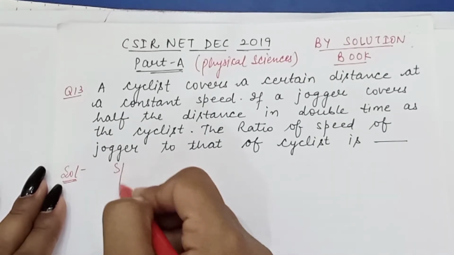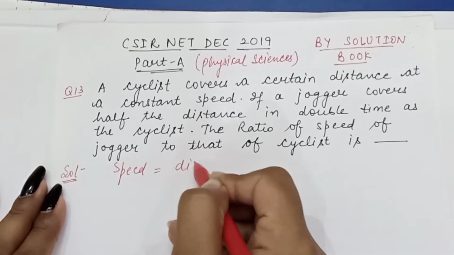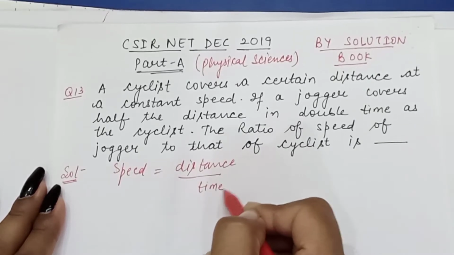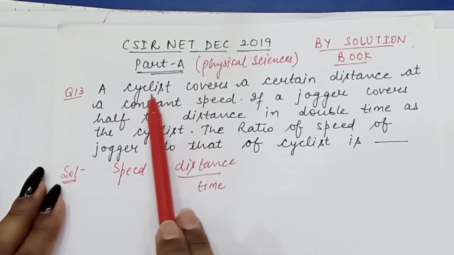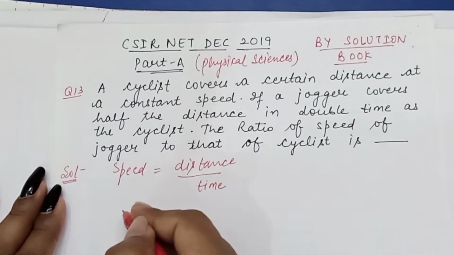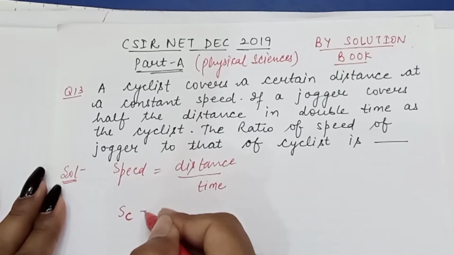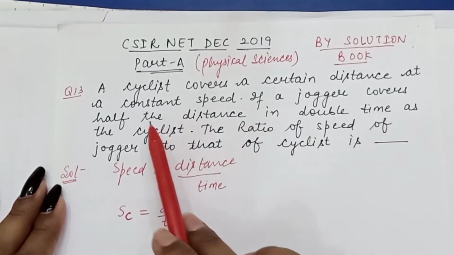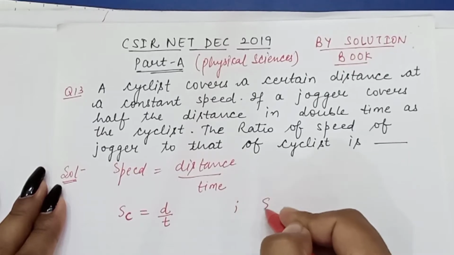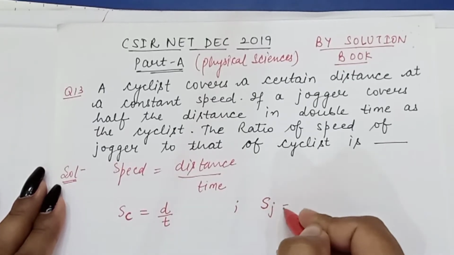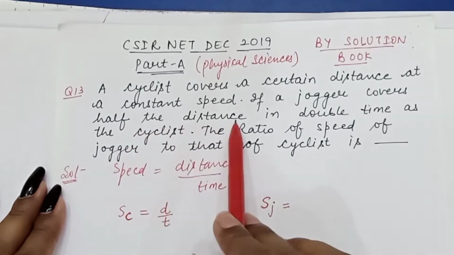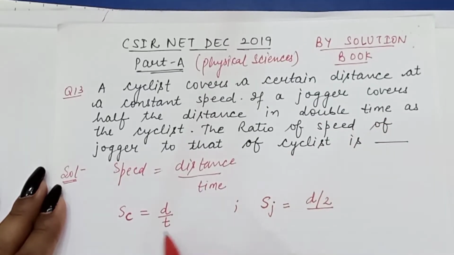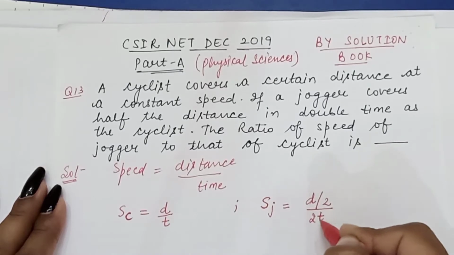We will start from our basic formula. Speed equals distance upon time. Now, a cyclist covers a certain distance at constant speed. Let the speed Sc for the cyclist be distance upon time. If a jogger covers half of the distance, it means if Sj is the speed of the jogger, then distance will be half, d by 2, in double time. It means 2t should be here for the jogger.